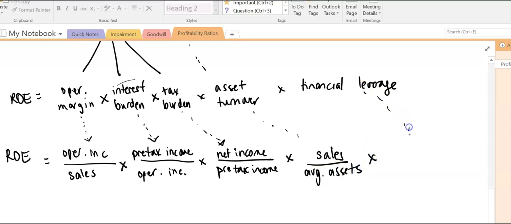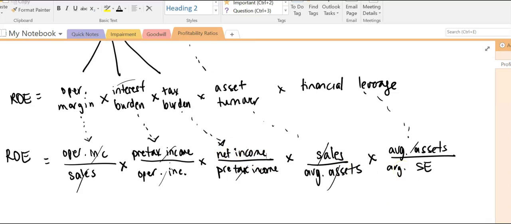And how much did we use debt in order to finance our operations? Instead of using debt, we're going to compare the relationship between our average assets to our average stockholders' equity. We can cancel out terms here: pre-tax income, operating income, sales, and average assets. And what are we left with? Net income divided by average stockholders' equity.